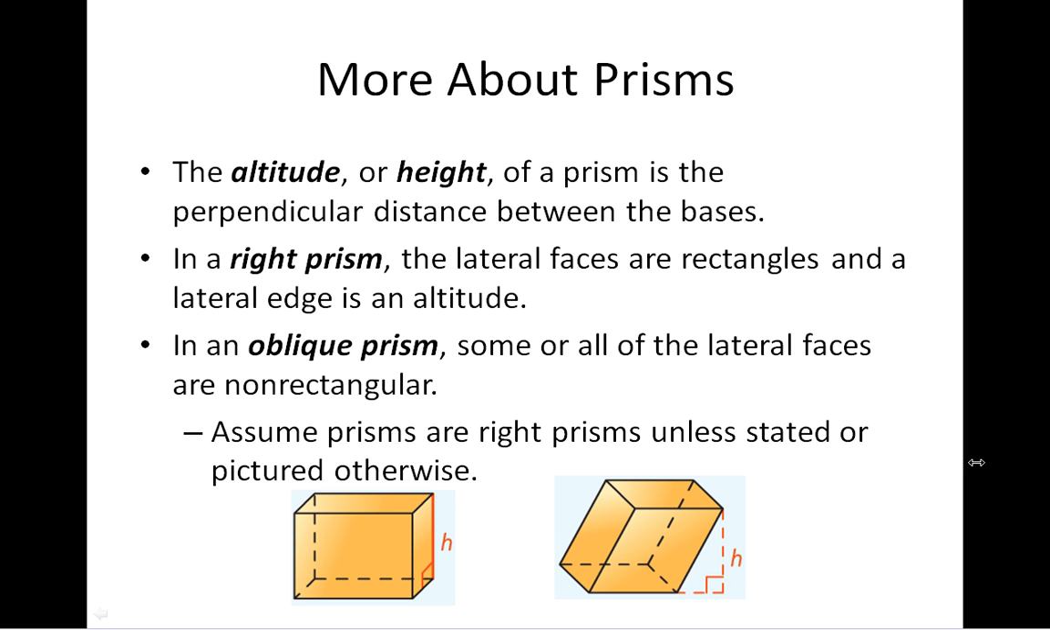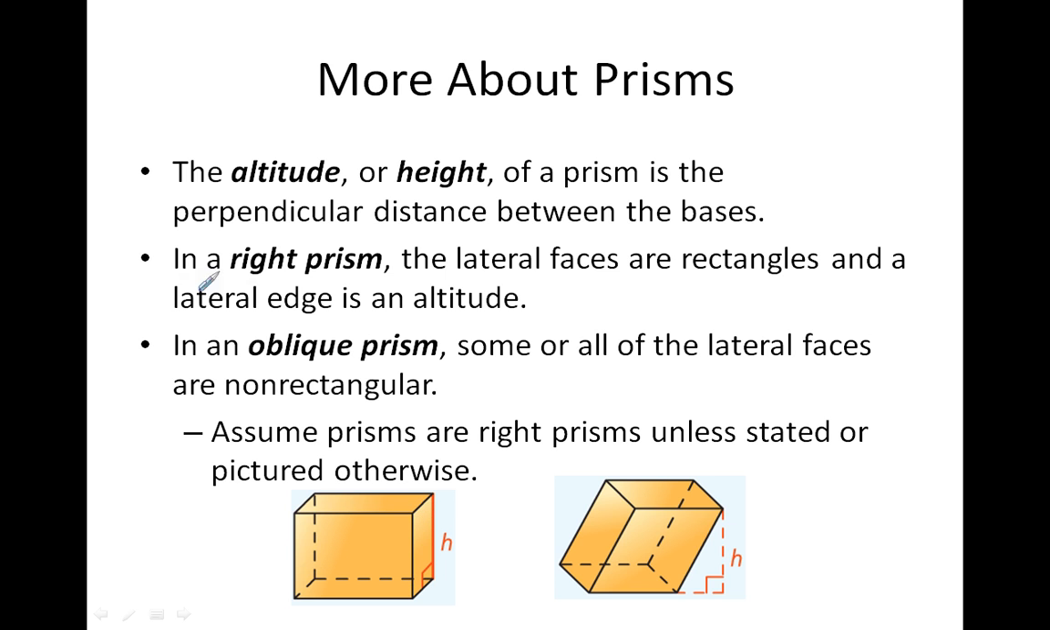Now a little bit more, because height is going to be important. The height, or the altitude, is the perpendicular distance between the two bases. Now, in this figure, this would be a rectangular prism, and with rectangular prisms, you can consider the bases to be really any of the opposite sides, so it gets a little interesting in that respect. The height is the distance between them.